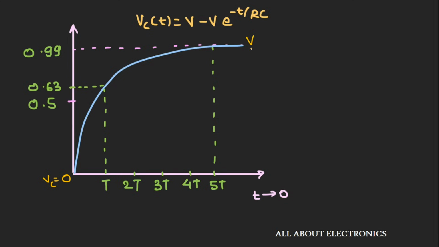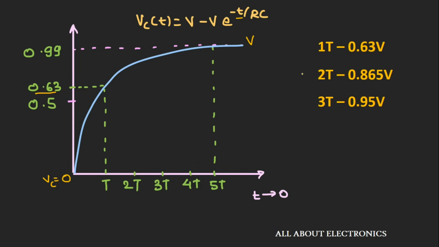In this equation, first of all, let's put the value of t as 1 RC, or one time constant. We will get the value of capacitor voltage as 0.63 V. So we can say that in one time constant, the capacitor gets charged up to 63% of its final value. Similarly, if we put the value of t as 2 time constants, 3, 4 and 5 time constants, you will see that the capacitor reaches approximately its final value in 5 time constants.